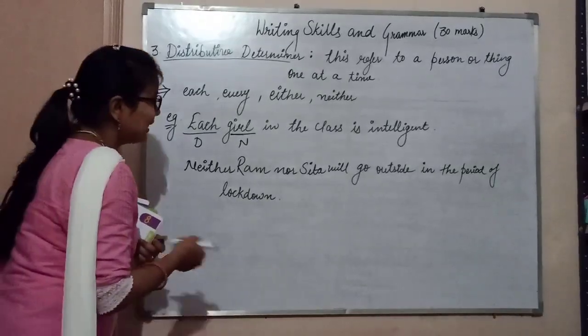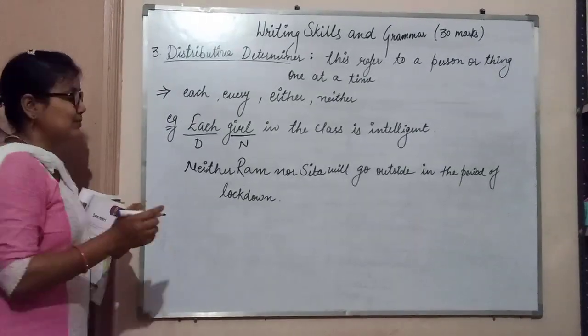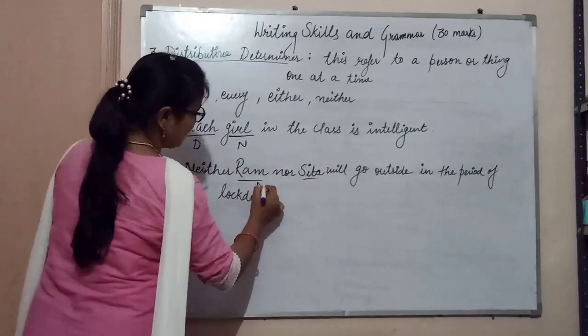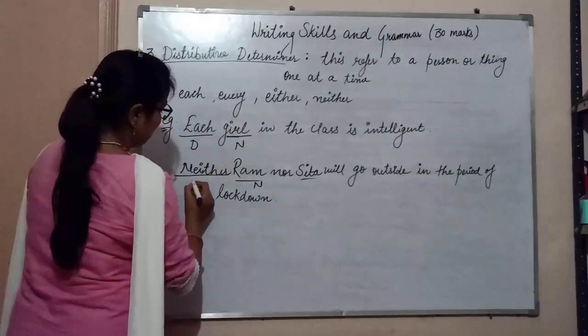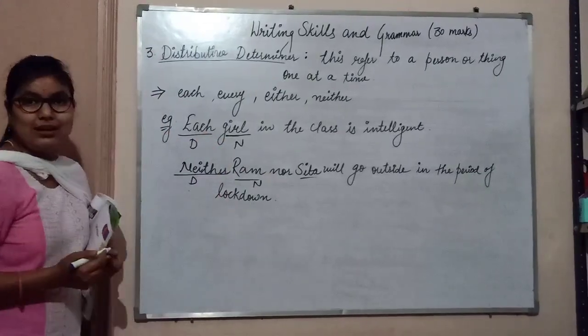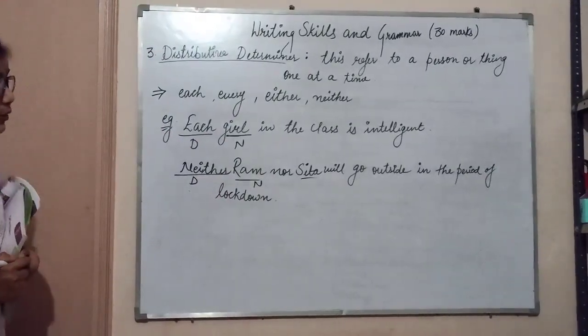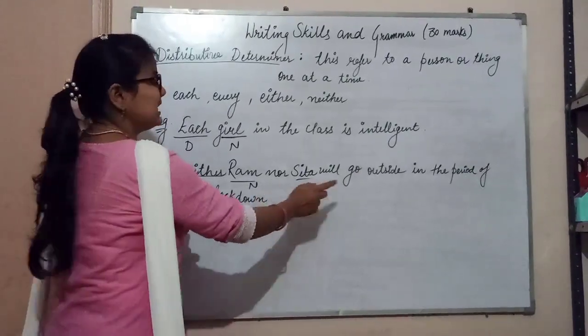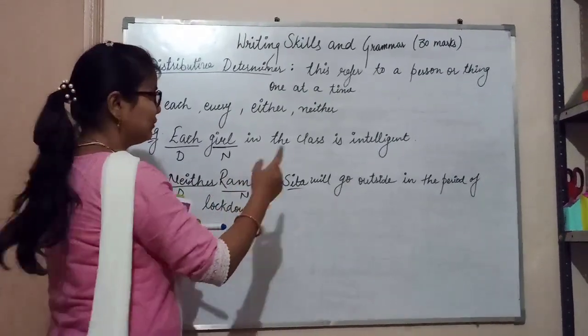Neither is used in a negative sense. Neither Ram nor Sita will go outside: ना तो राम ही बाहर जाएगा और ना ही सीता बाहर जाएगी. Ram is a noun and neither is a determiner. Neither Ram nor Sita will go outside in the period of this lockdown.